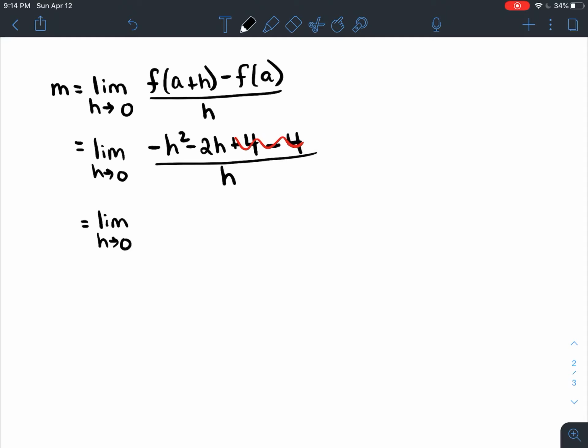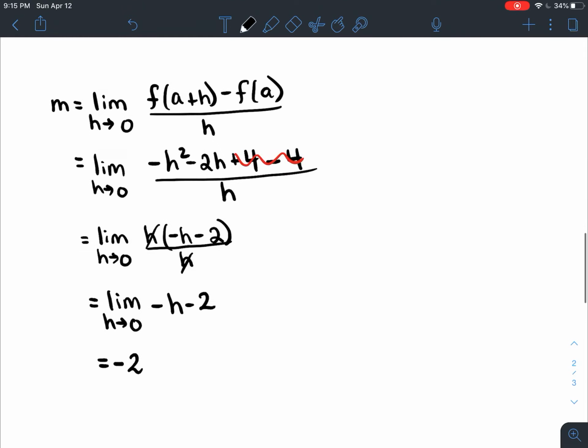So I'm going to do what I did in the last question. I'm actually going to factor out an h on top. So I factor out an h, I'm left with negative h minus 2 divided by h. And I cancel out my h's. Limit as h approaches 0 of negative h take away 2. Well, as h gets closer and closer to 0, like if it actually was 0, then I would just be left with a negative 2. So it turns out as h approaches 0, this slope approaches negative 2.